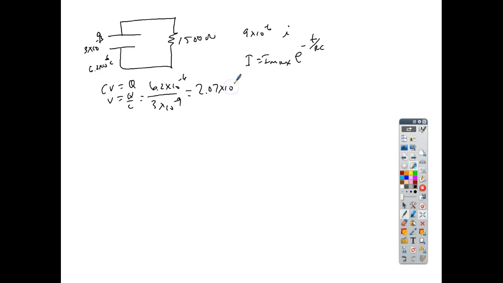2.07 times 10 to the third, right? So that would be 2070 or something like that, divided by 1500, and I get my current maximum at the very beginning would be what? 37.8.